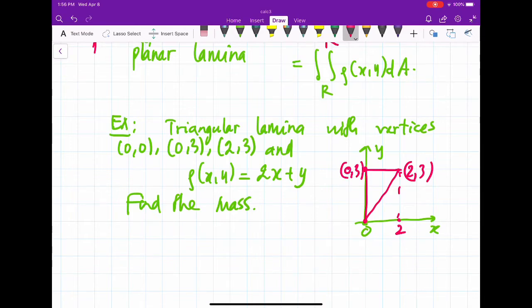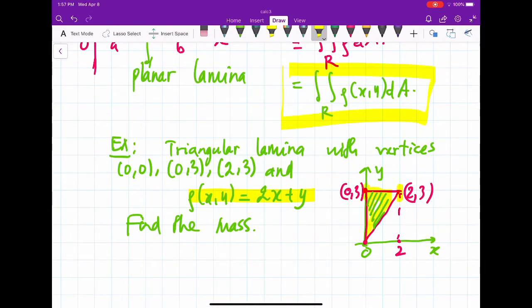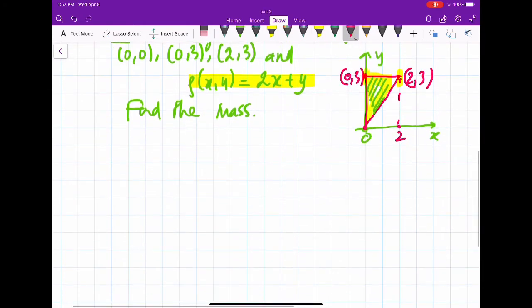Let's consider the following example. Suppose that we have some triangular lamina with vertices at (0, 0), (0, 3) right here and (2, 3), and the density function rho is 2x plus y. They ask us to find the mass of this lamina, right? And now we use this formula. By that formula I have the mass m equal to the double integral on R of (2x plus y) dA, right?